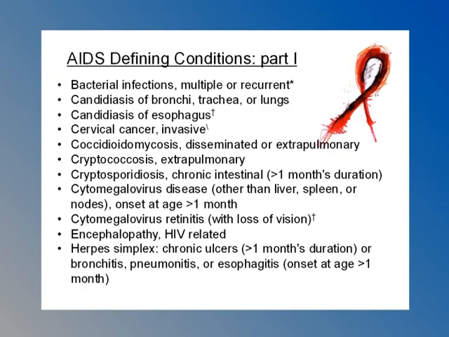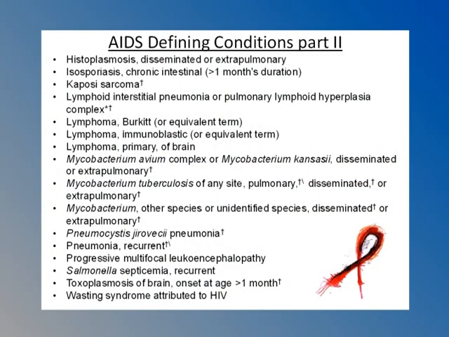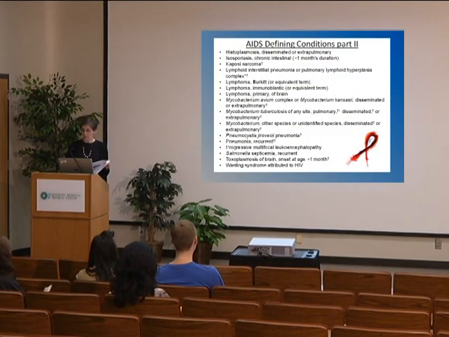So I have 2 slides on AIDS defining conditions. I'm not going to read these all to you. It's just for you to go back to look at. There are 2 slides, as I said. Of these on this slide, there's lots of things here, but the ones that I'm seeing in my practice and people who present have the Kaposi sarcoma, they have mycobacterium, either actual TB or something called Mycobacterium avium complex, pneumocystis pneumonia, and wasting syndrome.